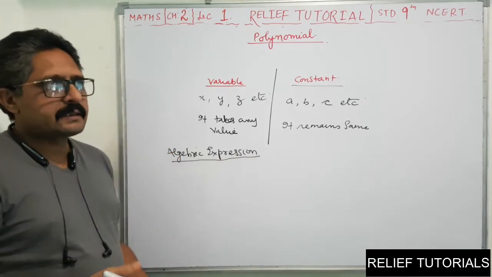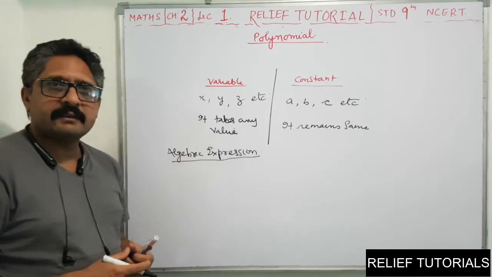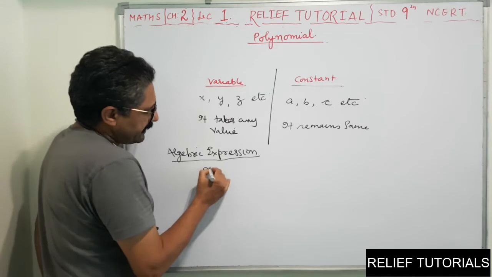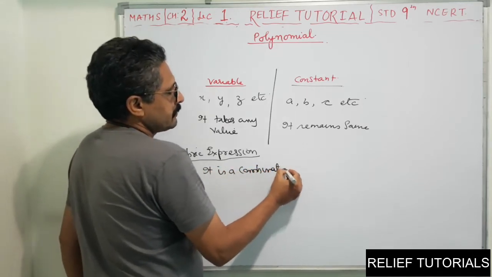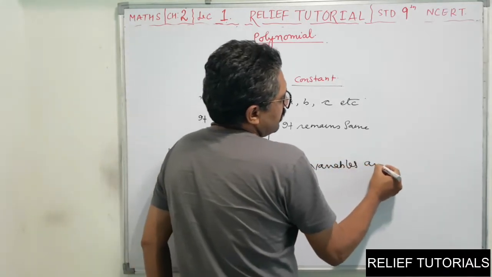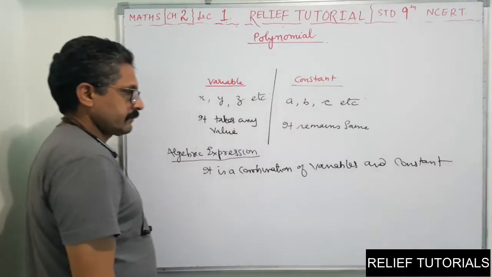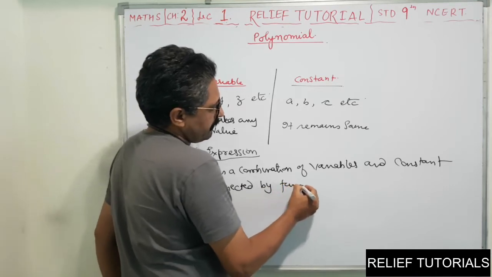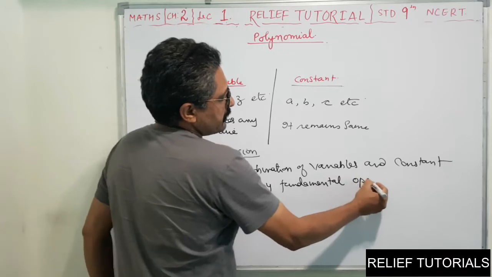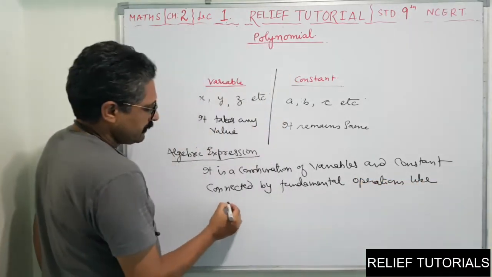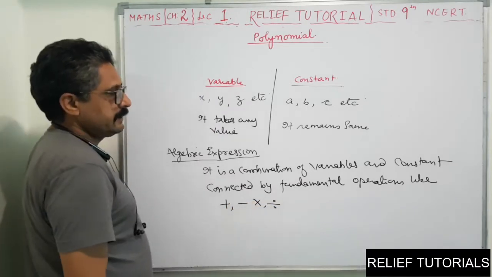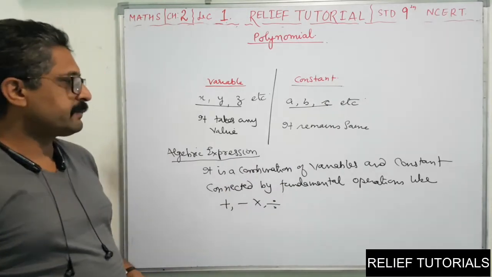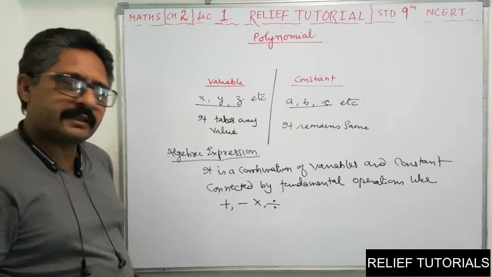What is an algebraic expression? An algebraic expression is a combination of variables and constants connected by fundamental operations like plus, minus, multiplication and division.